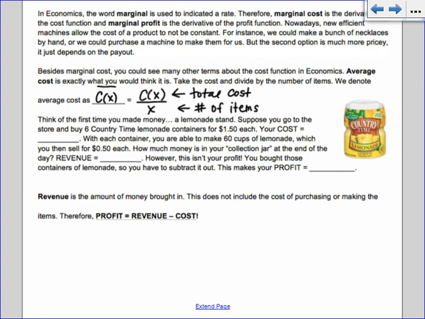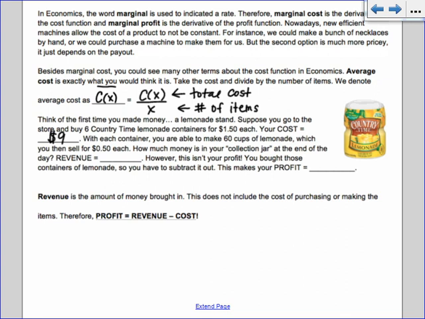So I always buy. All right, so suppose you are a little kid and you go to the store and you buy 6 of those awesome Country Time lemonade containers for $1.50 each. Okay, how much money are you spending? Too much. $9, right? 6 times $1.50, you spent $9.